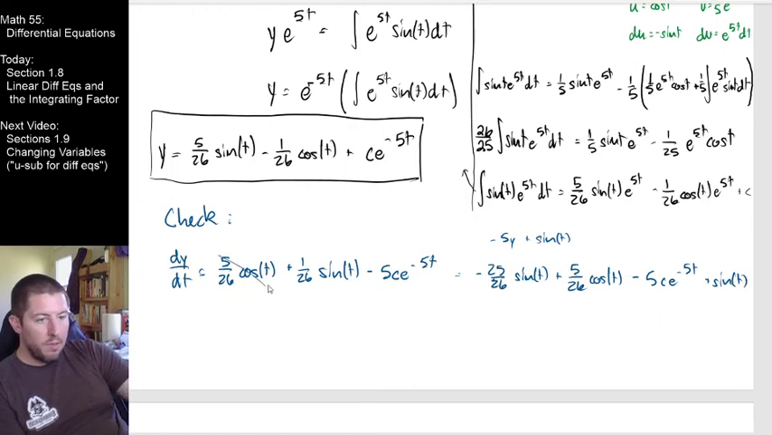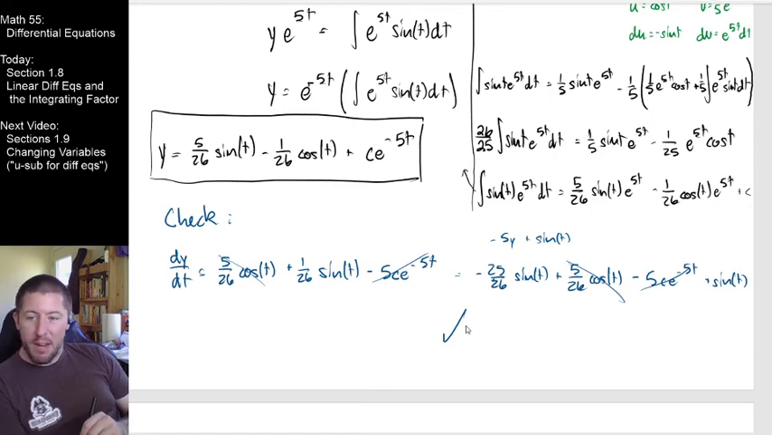Well, it looks like my 5/26 cosine t and 5/26 cosine t match. Negative 5c e to the negative 5t, negative 5c e to the negative 5t, and look what's left over. Negative 25/26 plus 1 gives us positive 1/26 sine t. So it looks like our check works out here. Honestly, kind of unbelievably, right? Man, you just can't guess these solutions here. And that's why I find these to be so satisfying. So our check here was good.